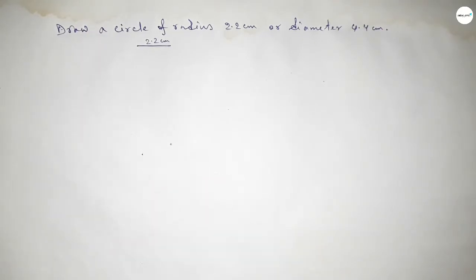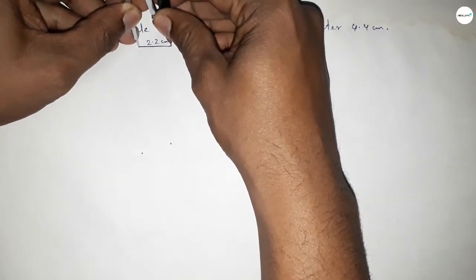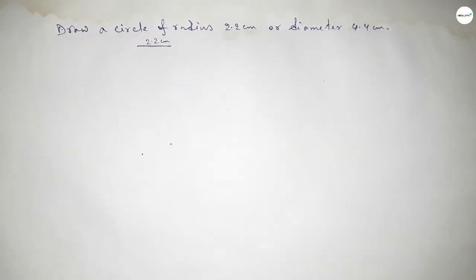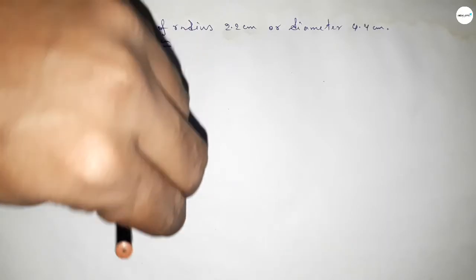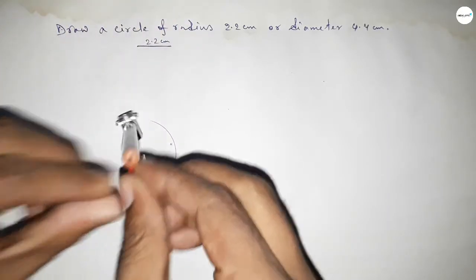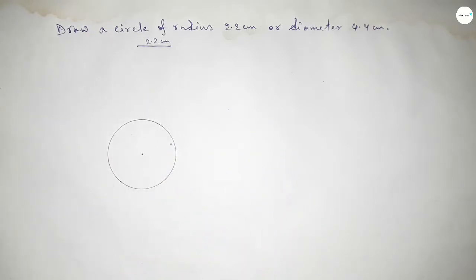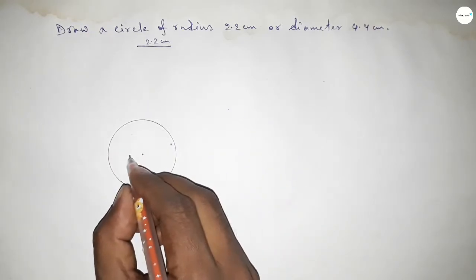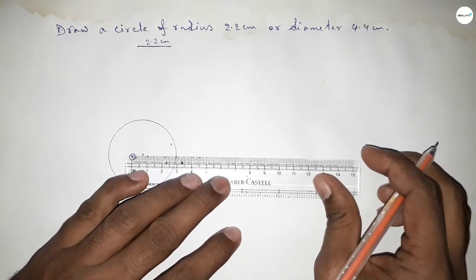Now taking here a point, next taking the length 2.2 centimeter by using compass and putting the compass on the point. Next drawing an arc in this way, which represents a circle with radius 2.2 centimeter, taking the center O.